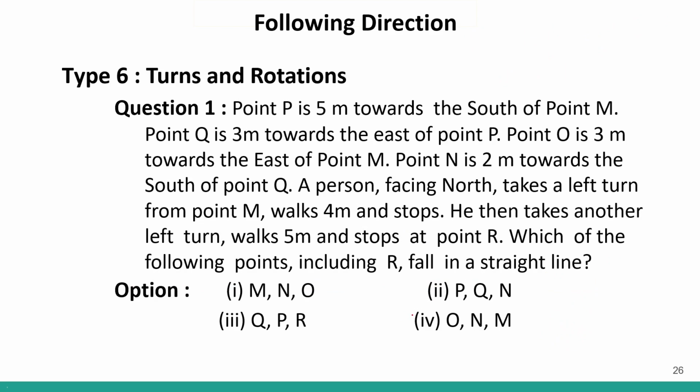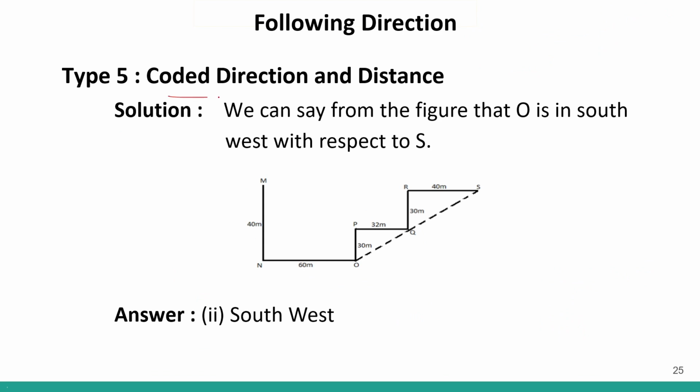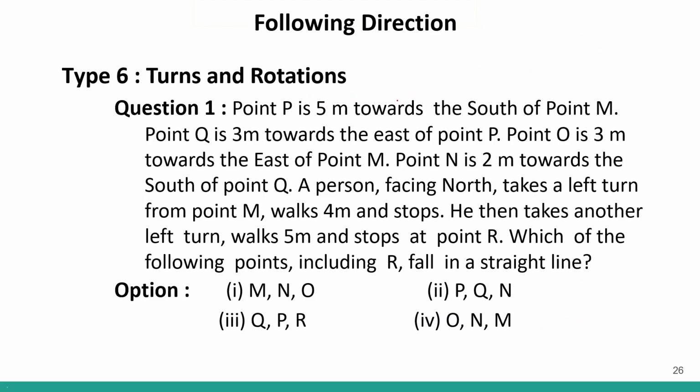Okay. So this question concluded our coding, direction and distance. Now let us move on to the last type, which is type 6, turns and rotations. So for a brief revision, let us see how many concepts we did.